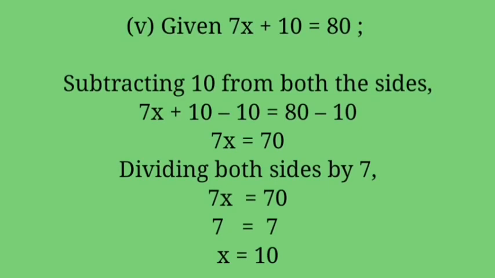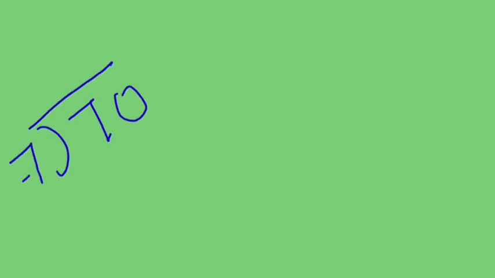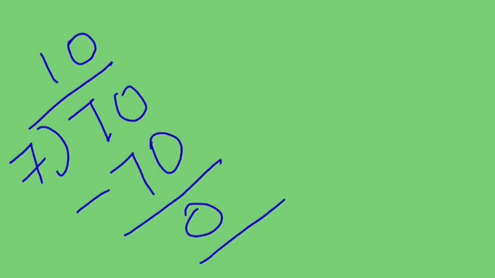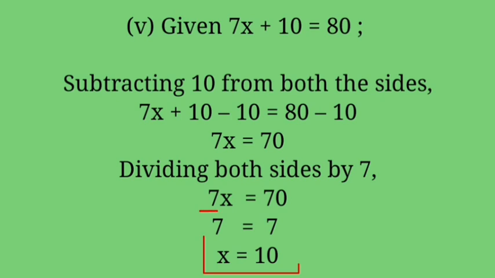For finding the answer for x in subdivision 5, we need to subtract 10 on both the sides and cancel plus 10 and minus 10 at first. Then we need to divide by 7 on both numerator and denominator. Then by dividing 70 by 7, we get 10. So the answer is x is equal to 10.